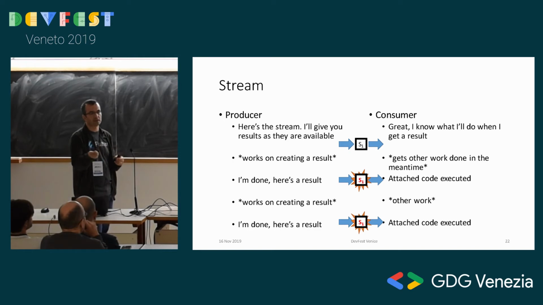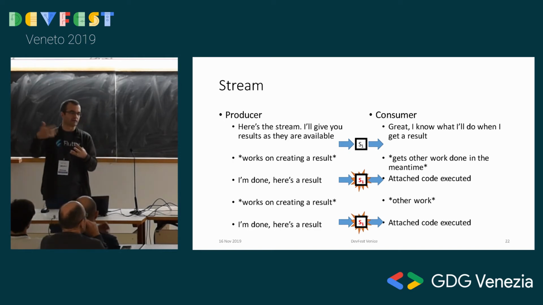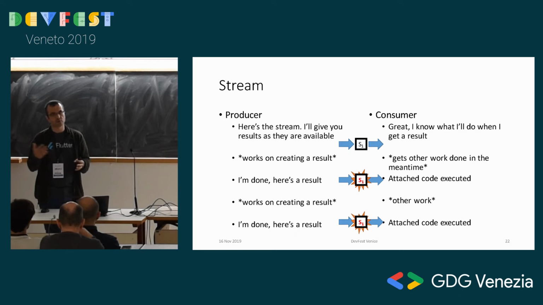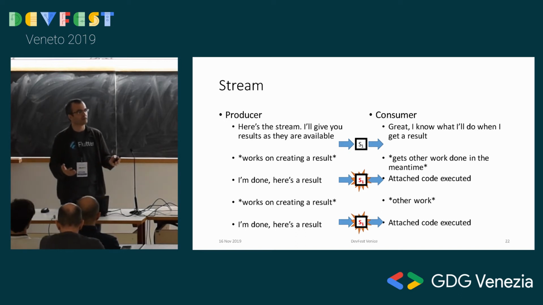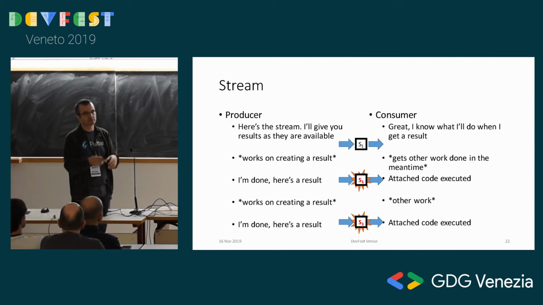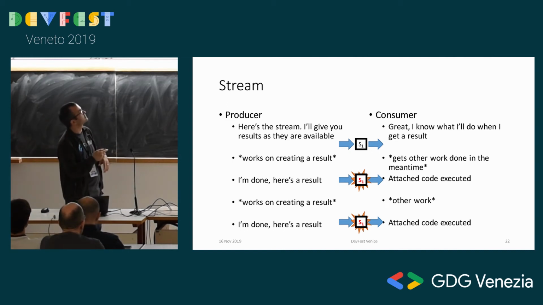So it's not just for one, I'm requesting one thing. I'm following a live update from Firebase, or I'm getting all the key presses in time from the user, right? Some data is flowing, you don't know when, you don't know how much, how many. You're just ready to get whatever comes in the future. So multiple of the future, the stream object.